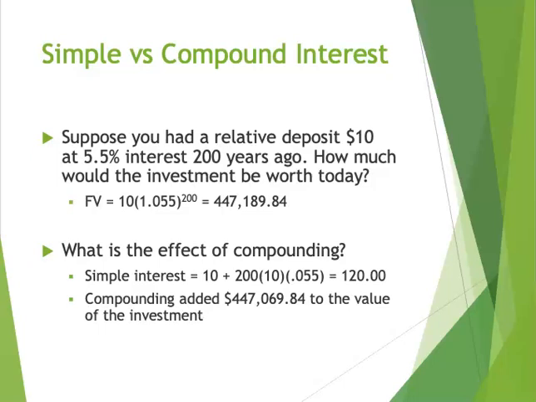But now if you were to look at it from a compound interest perspective, you would be earning interest on that interest over 200 years, making your total future value at the end of 200 years $447,189.84. So the difference between the simple and the compound interest would come up to be $447,069.84.